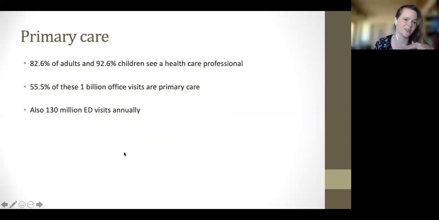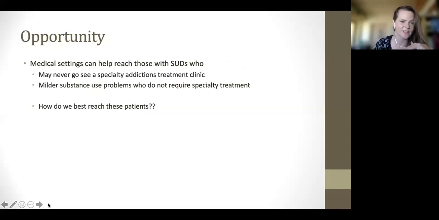Now, primary care, on the other hand, is a place where we can catch a lot more of the population, and they're more comfortable there, which is an important point. So more than 80% of adults and more than 90% of children see a healthcare professional. More than half of 1 billion office visits are in primary care. There's also 130 million on the emergency department side. But a point we really want to make here, and I think it's especially salient for our participants for this particular ECHO, is that primary care is a place where it's not just that people are more likely to show up, it's also that they're more comfortable. They're more likely to have an established relationship and to feel more at ease in this setting, and therefore may be more receptive to treatment if it's indicated. So this is a somewhat unique opportunity.